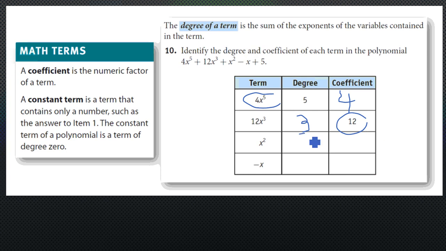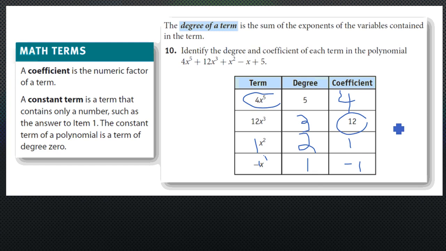Here our degree is the second degree, and our coefficient is hidden. It's a 1. And here it's also hidden. It's a -1 for the coefficient, and this is also a hidden exponent of 1. So if I draw that a little better, this would be -1x to the first. Our degree is the first power, so linear, our degree is 1.